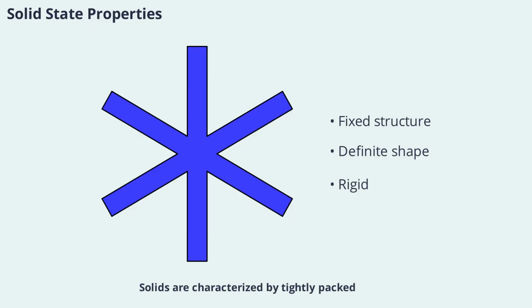Solids are characterized by tightly packed particles arranged in a fixed structure. This arrangement gives solids their definite shape and volume. The strong intermolecular forces in solids result in rigidity and resistance to compression. Examples include metals, ice, and rocks. Understanding solid-state properties is essential for material science and engineering.